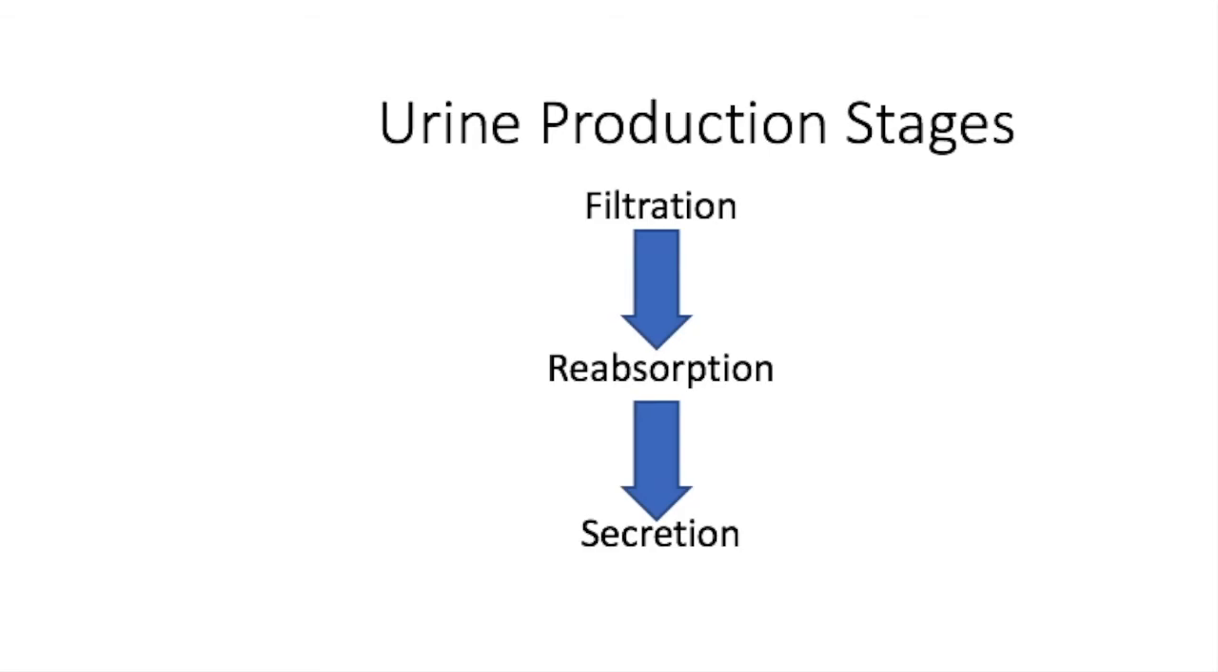Filtration is the first stage. In this stage, material is forced out of the bloodstream and into the renal tubules. In reabsorption, the filtrate passes through 4 sections of the tubule. Most of the water, electrolytes, and nutrients are reabsorbed into the peritubular capillaries. Secretion is the final stage. In this stage, the special cells of the renal tubules secrete ammonia, uric acid, and other waste into the renal tubule.